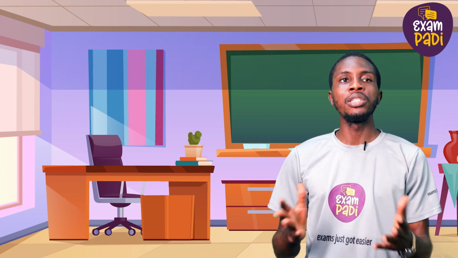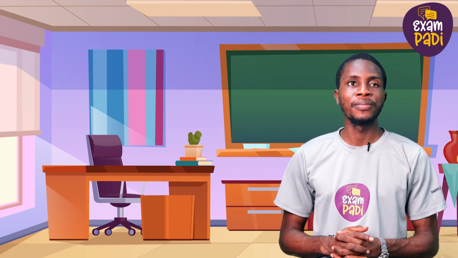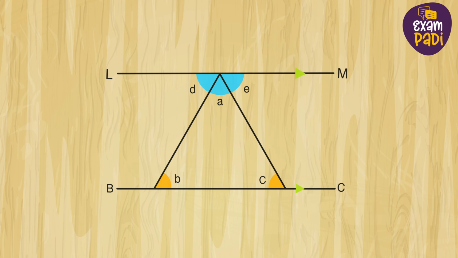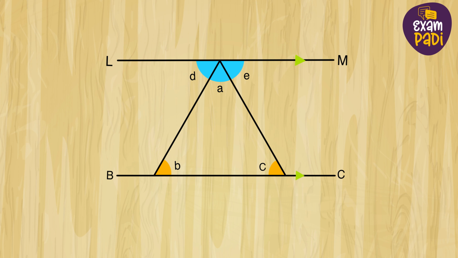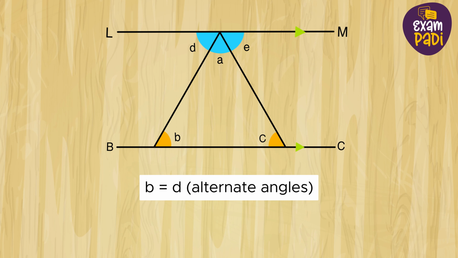How do we calculate the sum of angles in a triangle? The sum of angles in a triangle is 180 degrees. To show this, draw line LM through the top vertex of the triangle, parallel to the base BC. Label each angle as shown in this image. From the image displayed earlier, B equals D is an alternate angle. C equals E is an alternate angle.